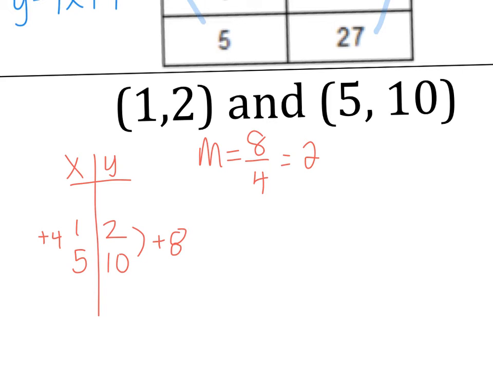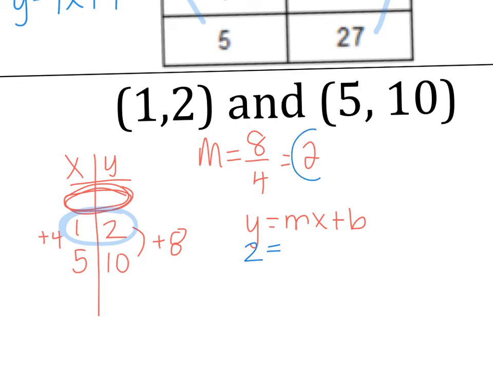Now, the hard part is I can't go backwards and get myself a 0 right here because the pattern doesn't let me do that. So I've got to use the more complicated method here. What I've got to do is pick a point. Clearly I'm going to pick 1 and 2 because those are smaller and easier to work with. And I'm going to replace 1 for x and 2 for y and 2 for m, and I'm going to look for b.